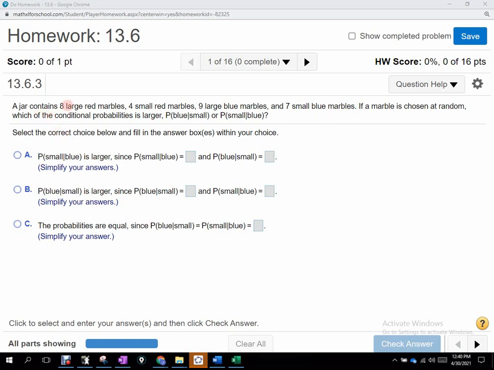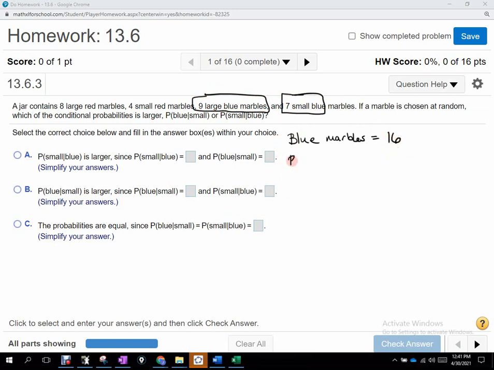So the jar contains 8 large red marbles, 4 small red marbles, 9 large blue marbles, 7 small blue marbles. So if a marble is chosen at random, which of the conditional probabilities is larger? Probability of blue given that it's small, or probability of small given that it's blue? Okay, so let's just look at how many blue marbles we have. We have 9 large ones, and we have 7 small ones, right? So we have 16 blue marbles.